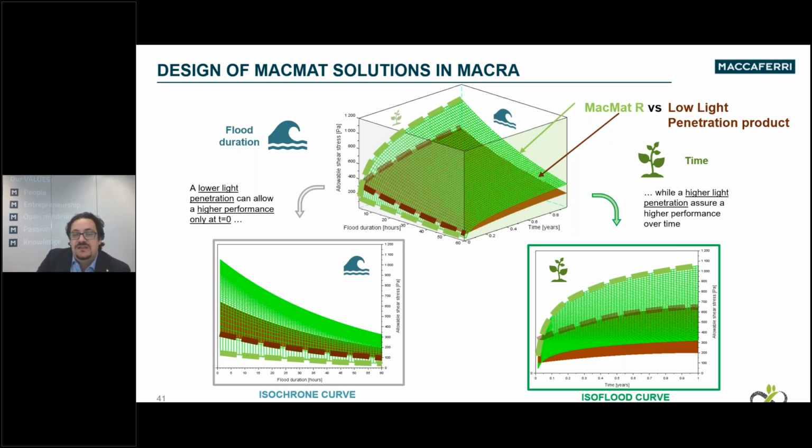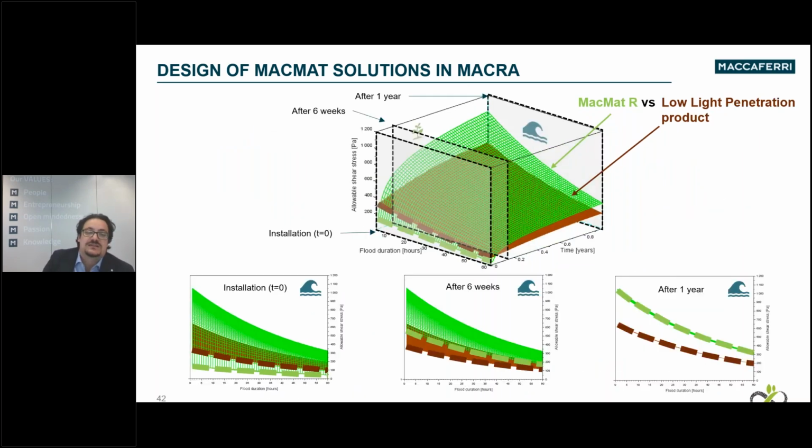Another interesting thing is that with the passing of time, with the MACCAFERI, you have an increase of the performance that rises very fast due to its vegetation growing behavior. For the other product, you have a very similar behavior, like a translation of the behavior that you have without the vegetation, and you can't achieve some peak of resistance that you can reach with MACCAFERI.